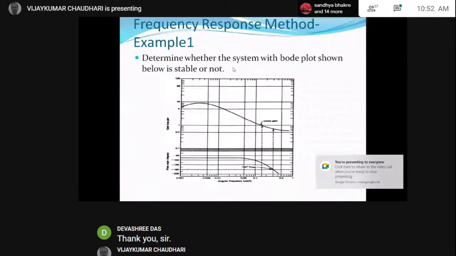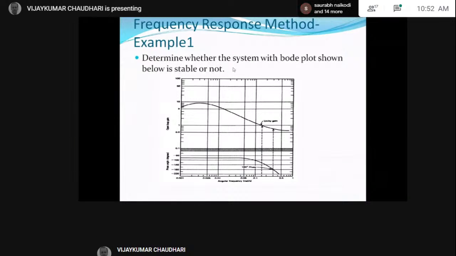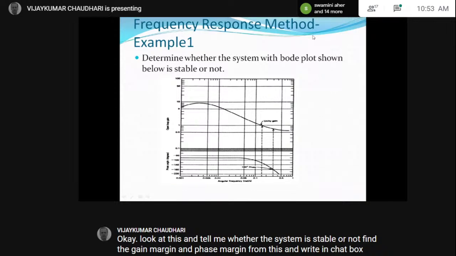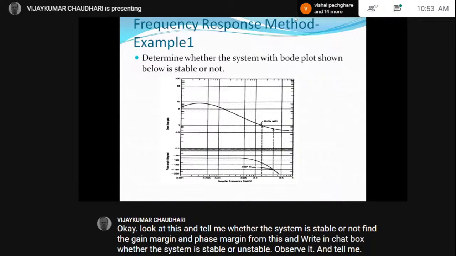Okay. Look at this and tell me whether the system is stable or not. Find the gain margin and phase margin from this and write in the chat box whether the system is stable or unstable. Observe it and tell me whether the system is stable or not.